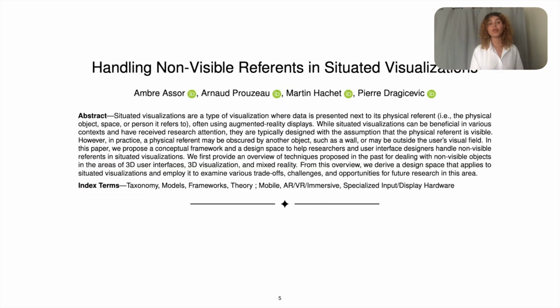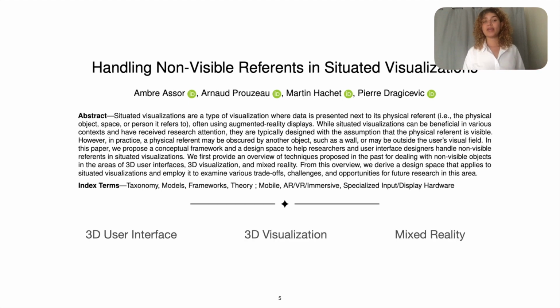In our paper, we provide an overview of techniques proposed in the past for dealing with non-visible objects in the areas of 3D user interface, 3D visualization, and mixed reality. We then derive a design space that applies to situated visualizations to examine various trade-offs, challenges, and opportunities for future research in this area. We mainly envision that our conceptual framework will be most useful in the hands of designers of new situated visualizations to help them support non-visible reference.